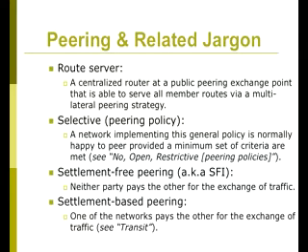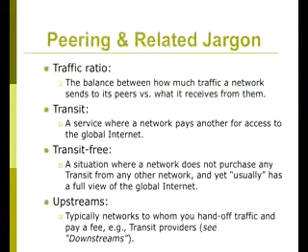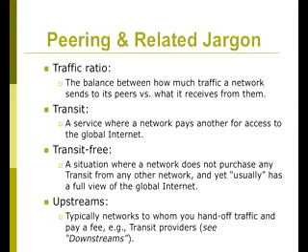Settlement-based peering, on the other hand, is what we talked about, for example, private paid peering is one example. In this case, the network pays the other for the exchange of traffic. Traffic ratios basically balance between how much traffic a network sends to its peers versus how much it receives. Some networks will say, I will peer with you if the ratio of the amount sent and received is just about the same. Okay?